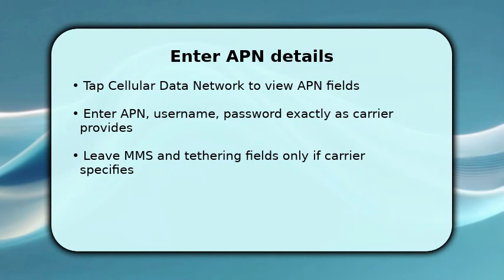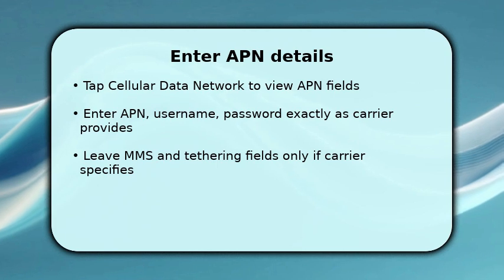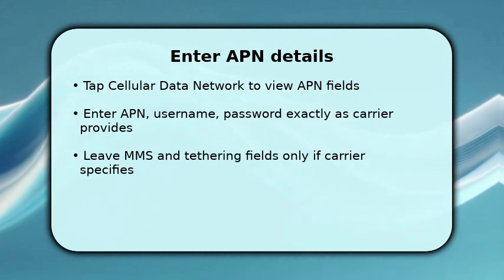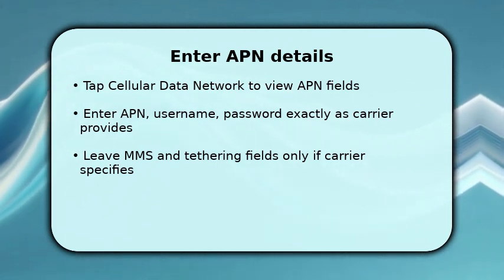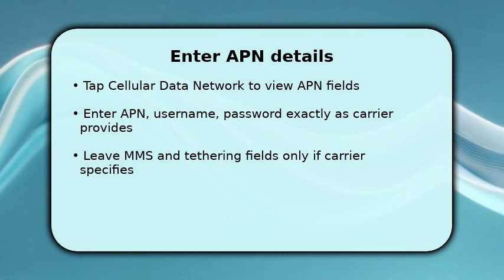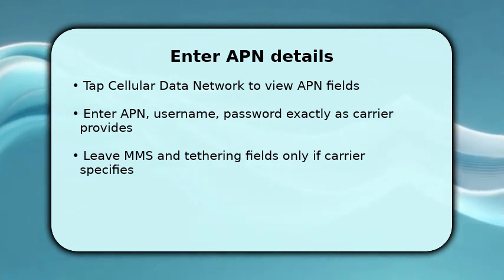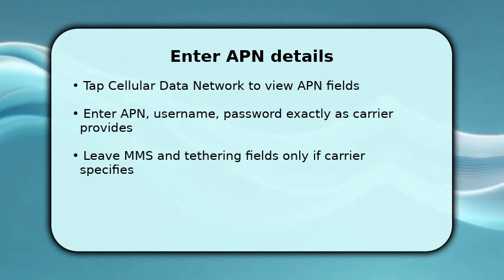Once you see Cellular Data Network, tap it and you'll find APN fields for cellular data, LTE, MMS, and personal hotspot. Enter the APN exactly as the carrier gave it. Capitalization and symbols matter because the modem parses them. If username or password are required, fill them too, otherwise leave blank.